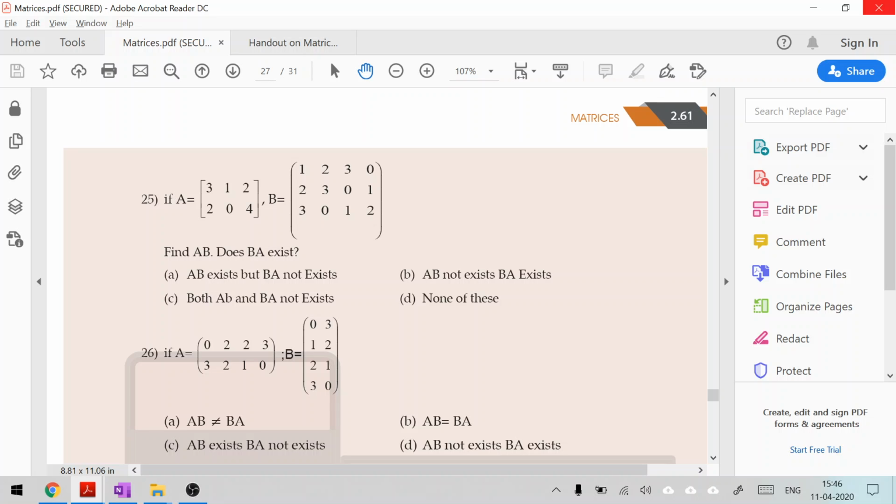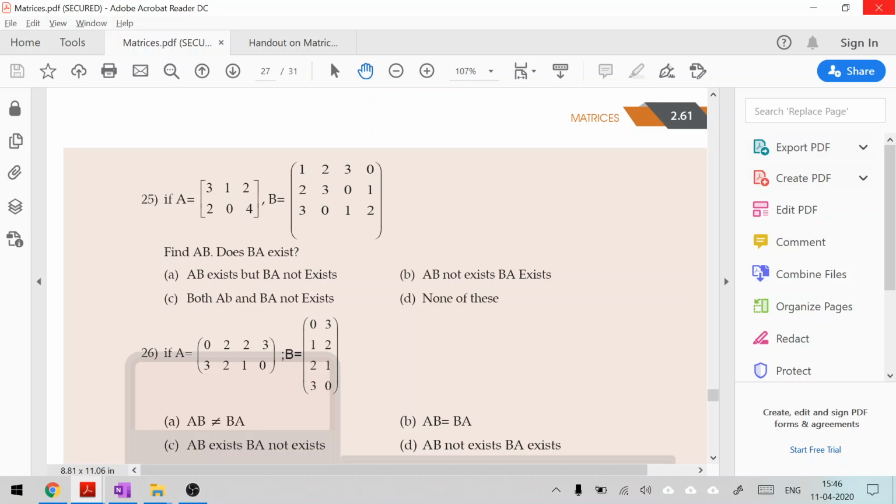Look at the number of columns: 1, 2, 3 columns. In B, how many rows? 1, 2, 3 rows. So it can be multiplied. AB can be multiplied. Now the question is to find AB. Does BA exist? Now don't be in a hurry. The moment you read the question, don't start off. Always look at the options. In the options, is the value of AB given anywhere? No. So you don't have to really find AB. All they are asking you is whether AB exists.